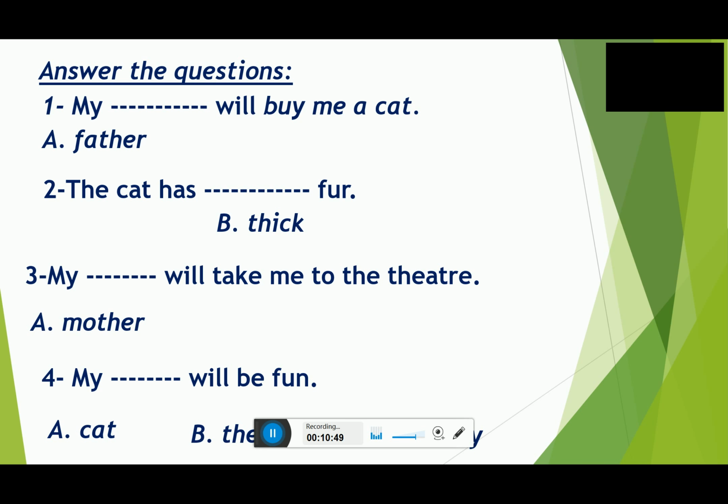The answers, you have choices. You have to choose between the three choices: cat, or they, or birthday. You have 10 seconds to think about it.